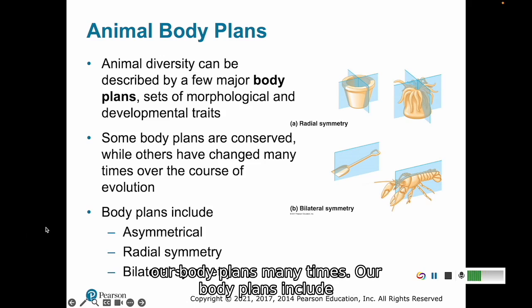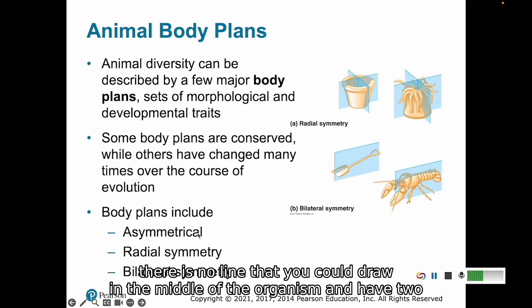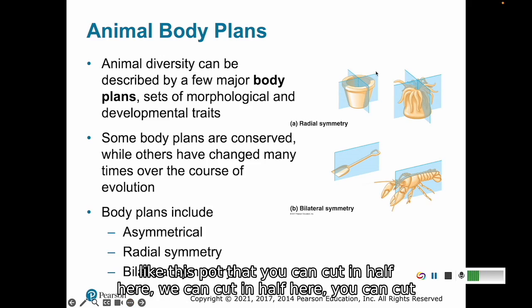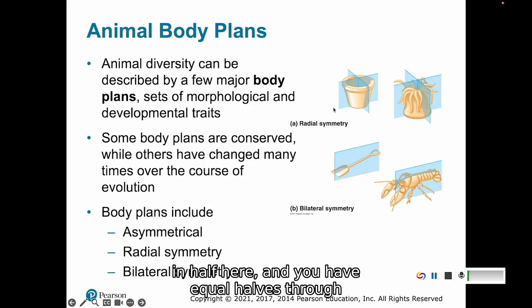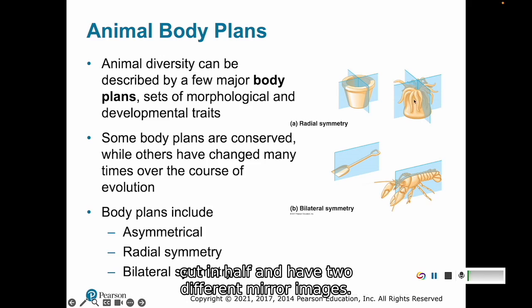Our body plans include asymmetrical. That means that there is no line that you could draw in the middle of the organism and have two equal halves. There are animals that are radially symmetrical. So that would be like this pot that you can cut in half here, or you can cut in half here, or you can cut in half here. And you have equal halves through multiple different lines of symmetry. Just like this anemone here. Multiple different areas where you could cut it in half and have two different mirror images.